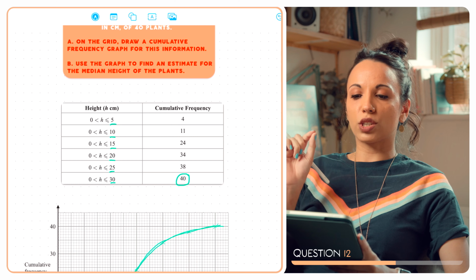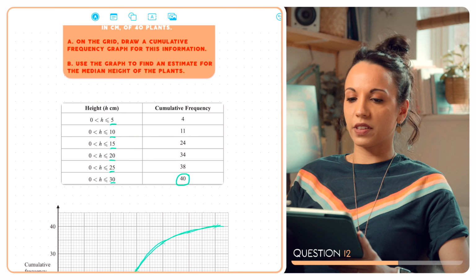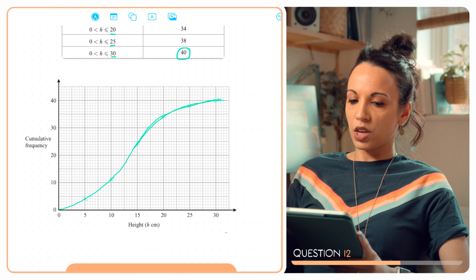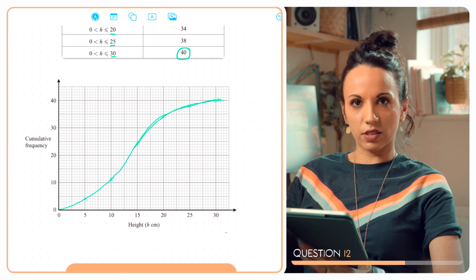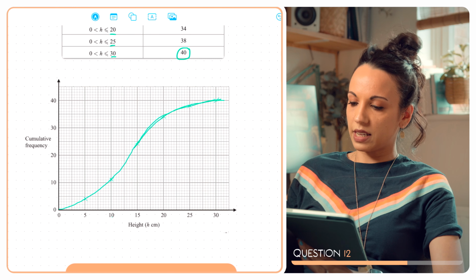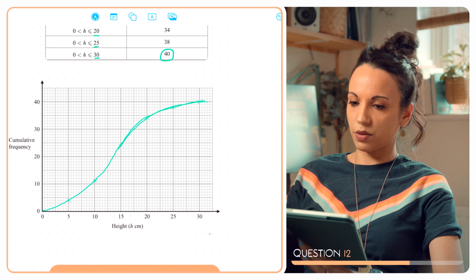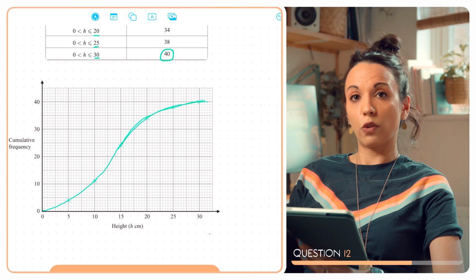Part B, they want us to use the graph to find an estimate for the median height of the plants. So the median is the middle number. So if we were to put all of our results in a row, it's the middle number. Now let's have a look. How do we find the median? So we've got an even number of plants here. We've got 40 plants in total.